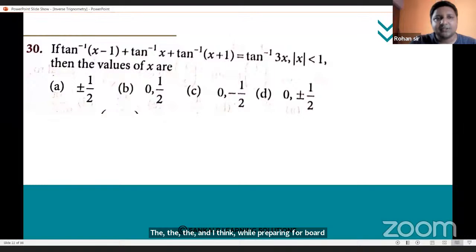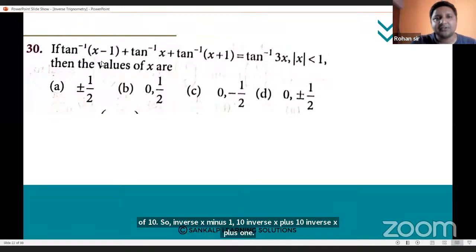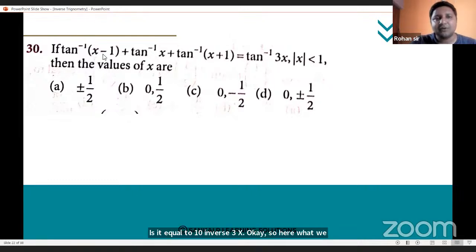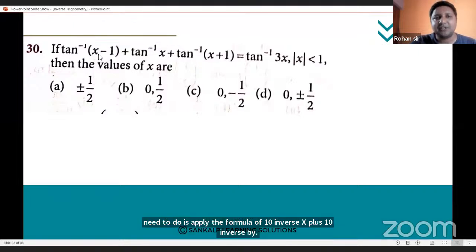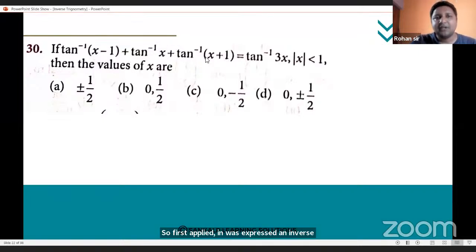So here, see, three functions have been given in terms of tan. Tan inverse (x minus 1) plus tan inverse x plus tan inverse (x plus 1) is equal to tan inverse 3x. Here we need to apply the formula of tan inverse x plus tan inverse y. First apply it for tan inverse (x minus 1) and tan inverse (x plus 1). Whatever result you get, you again apply the formula with respect to tan inverse x. So you will get LHS equal to RHS.